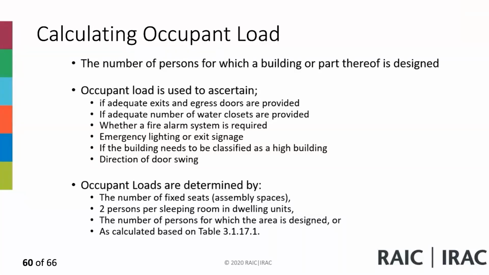However, if you use the occupant load factors of table 3.1.17.1, except for dwellings, you take two persons per sleeping room, or the number of fixed seats for assembly spaces. Then you take the area per person and multiply it by the area, and that gives you the occupant load for that area. So the occupant load factor is basically the area per person in meters squared.